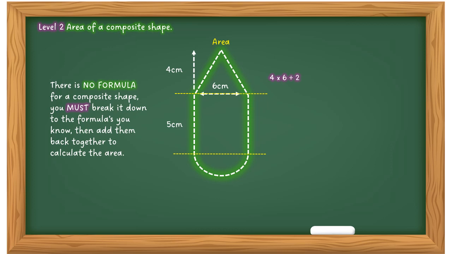So you can see there, 4 times 6 divided by 2 gives you the area of the triangle. 5 times 6 gives you the area of the rectangle. And you can see that 3.14 times 3 times 3, and you can see that the diameter is the same down here. So if that's the diameter, half the diameter must be 3, which is the radius. So 3 times 3 gives you the answer to that. And then because it's a semicircle, you divide by 2. Then you just simply add them all back together again, and that gives you 56.13 centimeters squared.